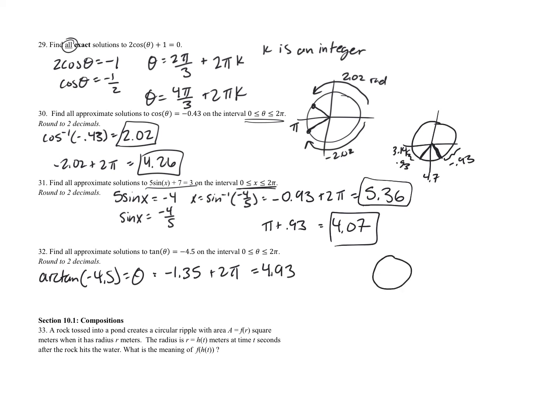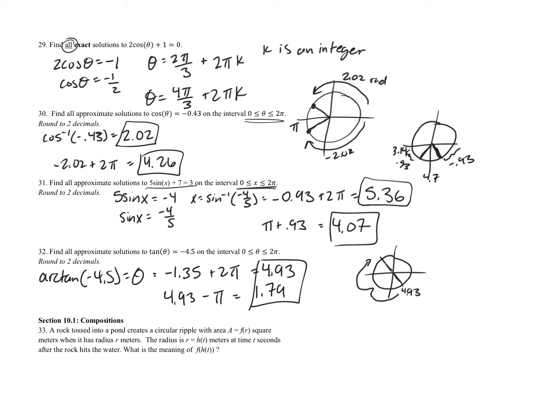Since our tangent is negative, and it's sine over cosine, that means we need to be in the quadrants where sine and cosine have opposite signs. So if we have something up here, we're going to have something down here. 4.93 is going to be this angle here. And so if we subtract pi, since we're all the way on the other side, we should get our last angle to be about 1.79. And those are our two answers there.